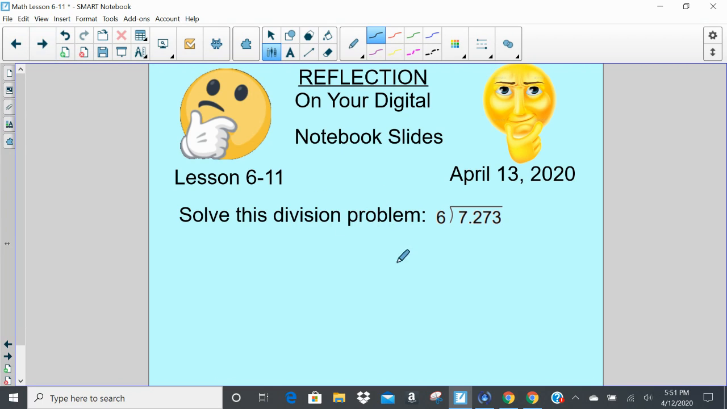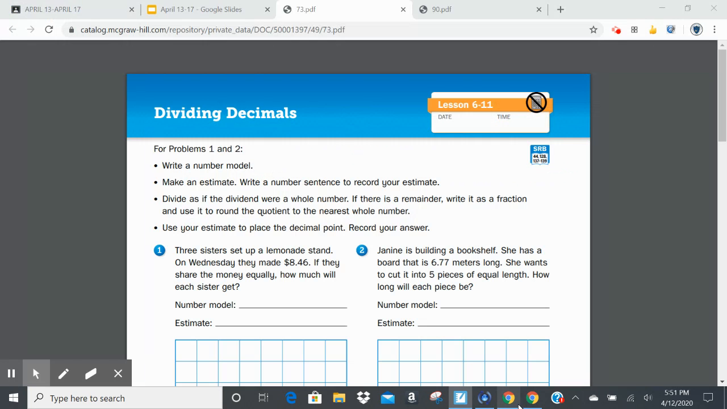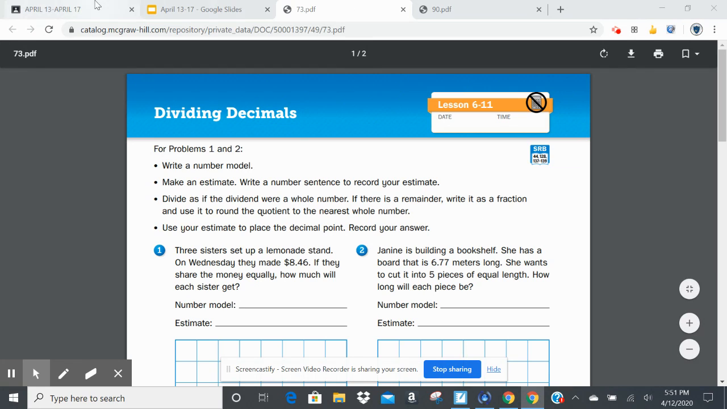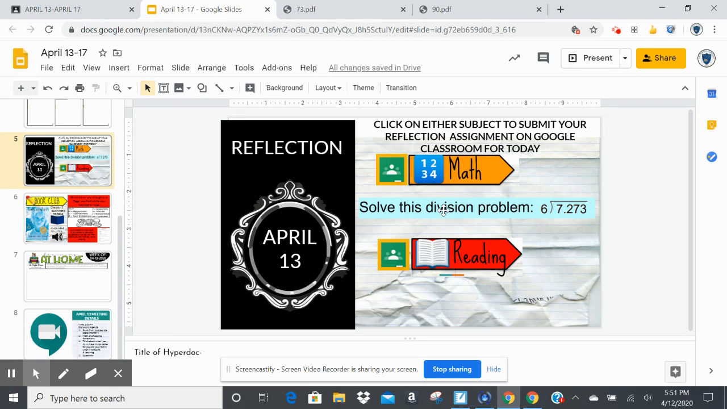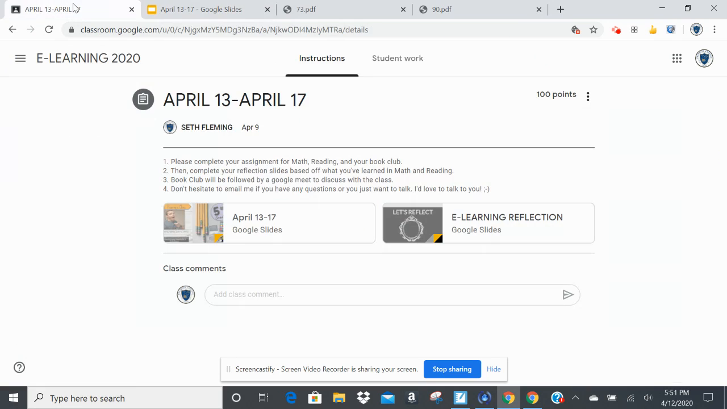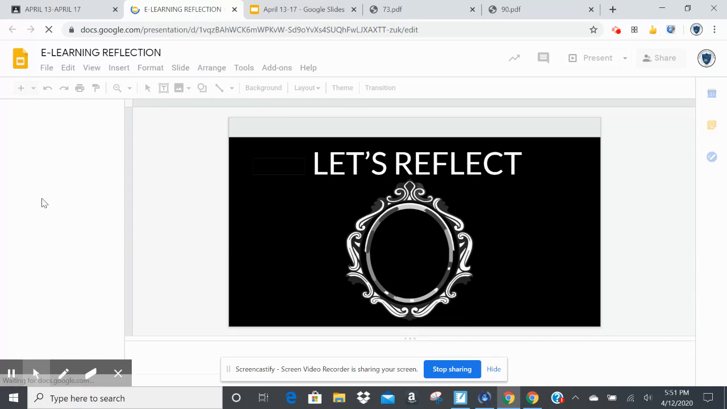Our reflection today is here. So lesson 6-11, we are doing solve this division problem. 7 and 273 thousandths divided by 6. Now, we're not going to put this into our digital notebook reflection slides that we typically do in class. You guys know that. Instead, we're going to be doing them on our slide here. So here's the same problem. This is your lesson slides that you have. Here's the problem for today's lesson. And where you're going to do it on yours is going to be right here for today's lesson.